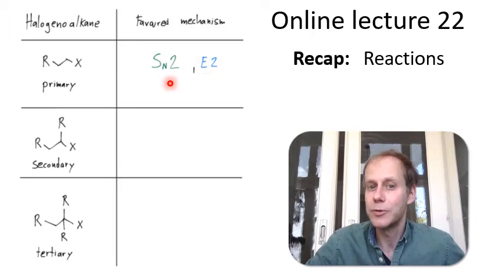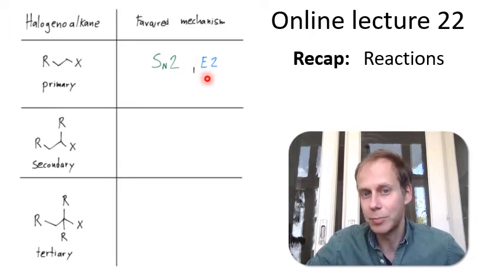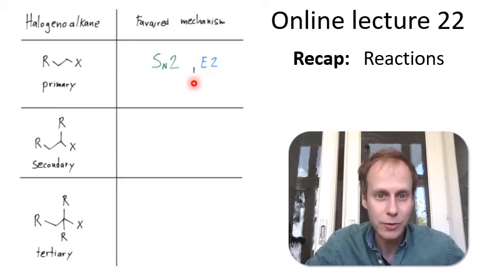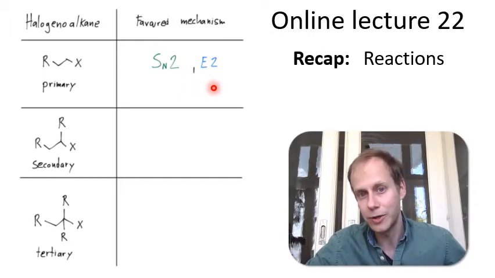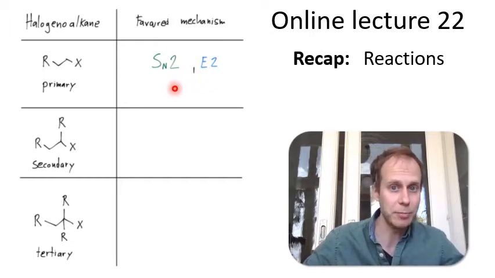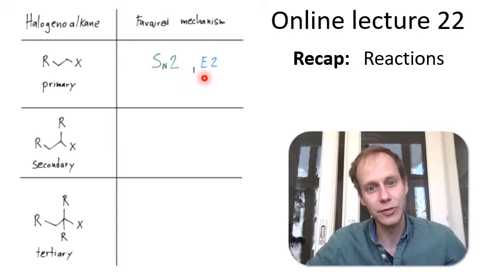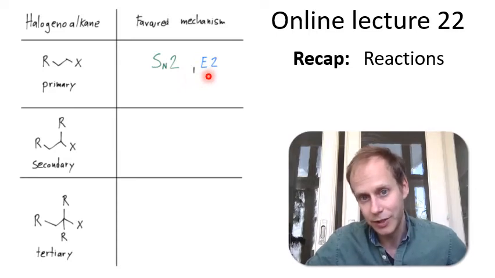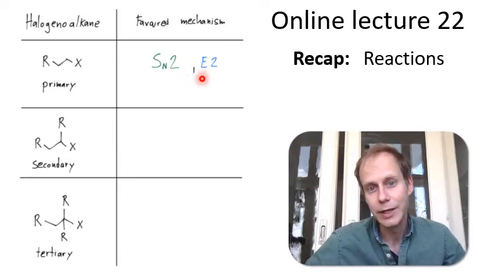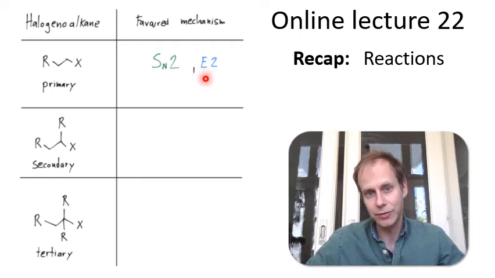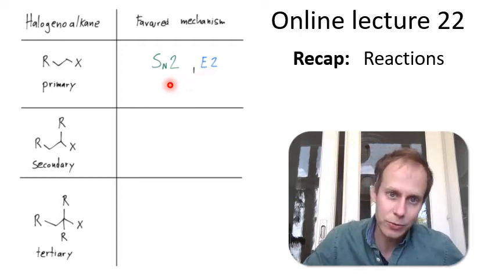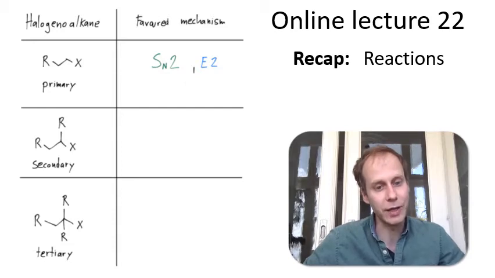Now, whether we have SN or E depends on whether we have a regular nucleophile, such as a bromide or a cyanide, or whether you have a base. Bases like sodium hydroxide or ammonia cause elimination reactions, while regular nucleophiles cause substitution reactions.